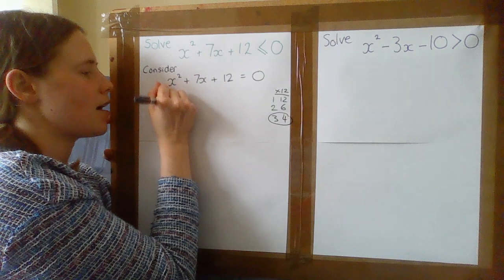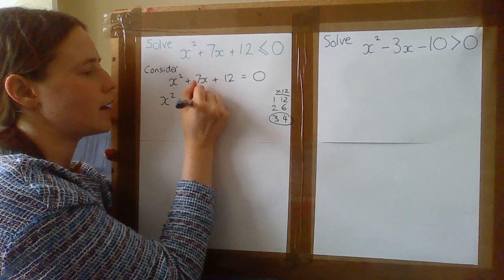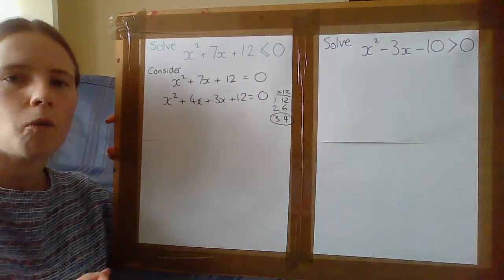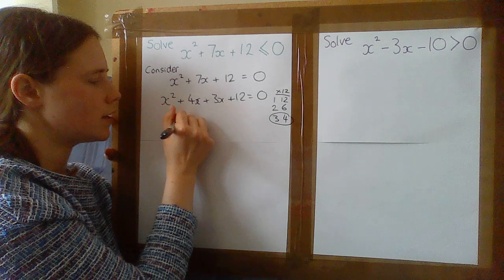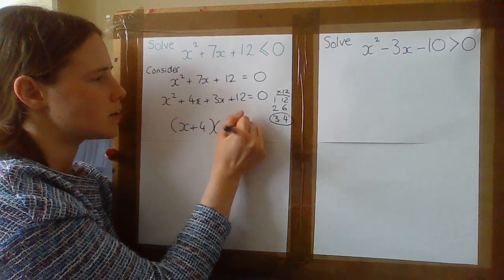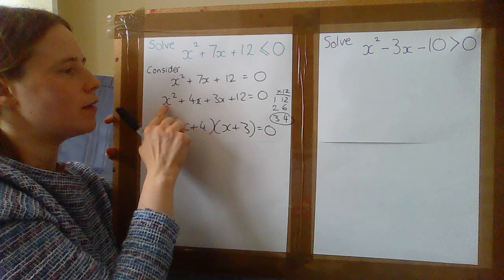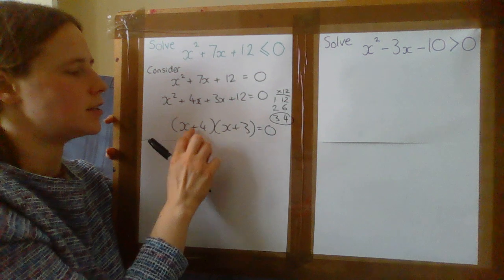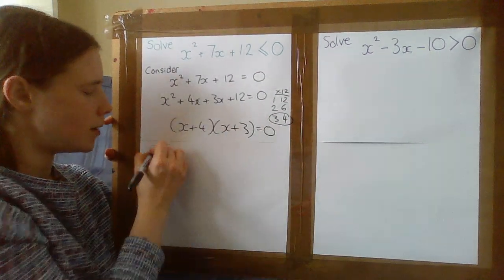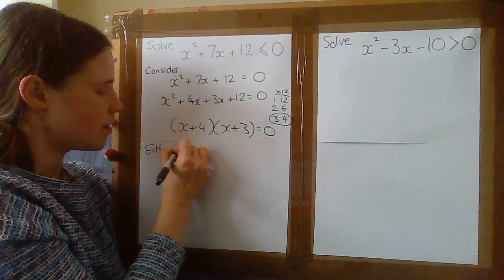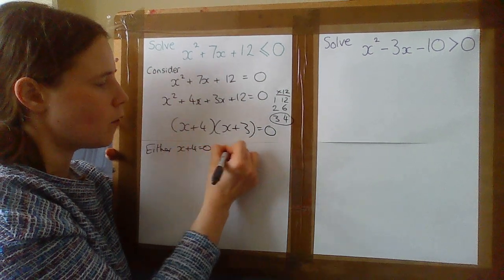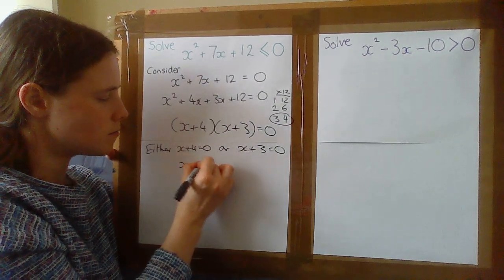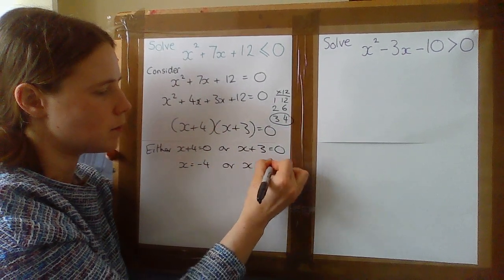So I need to have x squared plus 4x plus 3x plus 12 equals 0. Okay, or if you're happy to, you can go straight to x plus 4, x plus 3 equals 0. If you do this method, you need to factorise each bit and go from there. But for this one, you probably find it easier just to write those straight in. That means that either x plus 4 is 0 or x plus 3 is 0. So our 2 solutions are x equals minus 4 or x equals minus 3.